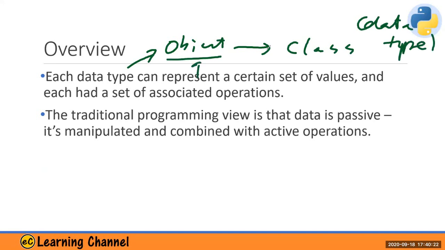And object is data. Is that okay? Class is actually, so when we say actually what?